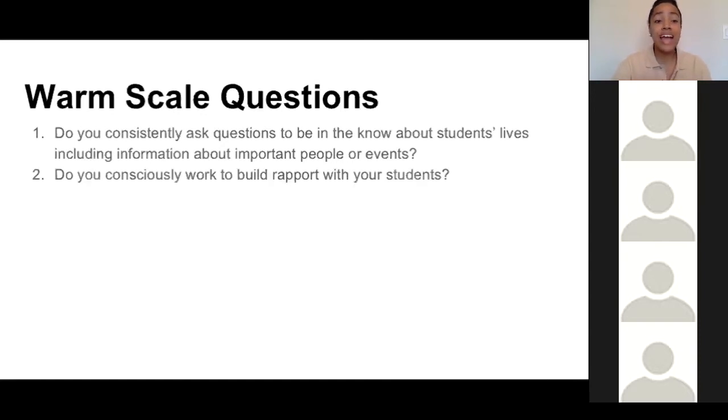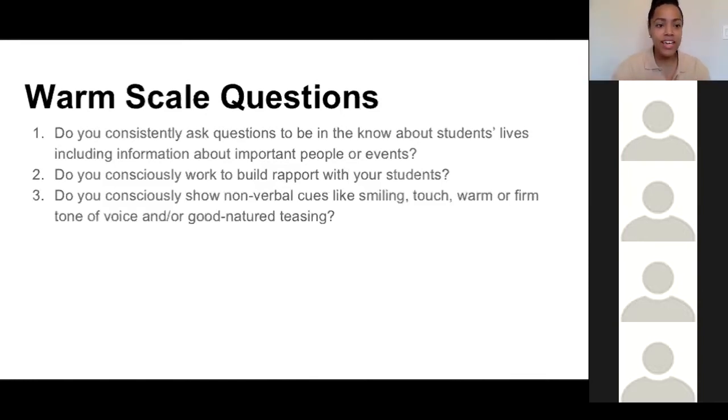Number 2, do you consciously work to build rapport with your students? And when we're talking about rapport, we're talking about a close relationship where you both understand each other's feelings or ideas and communicate well. So if you're like, yeah, a good amount. Okay, we're talking about vast majority. So yes or no. Number 3, do you consciously show nonverbal cues like smiling, touch, obviously appropriate, warm or firm tone of voice, and or good-natured teasing? Do your students see that side of you consciously?